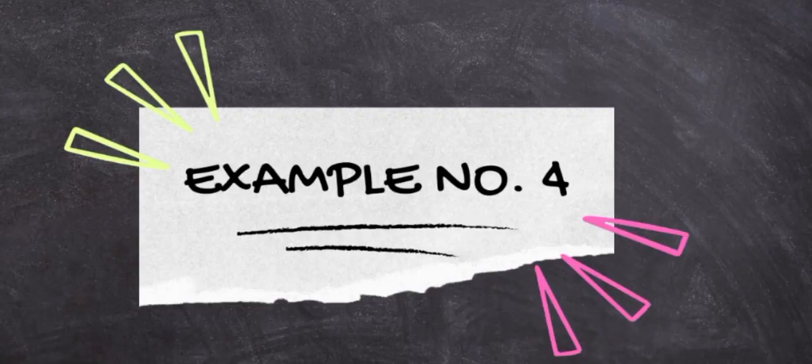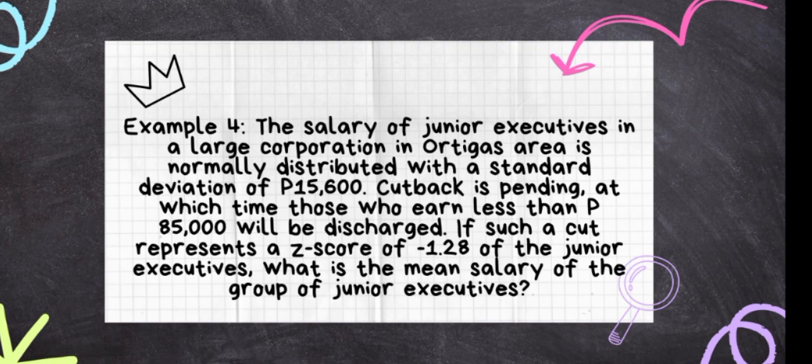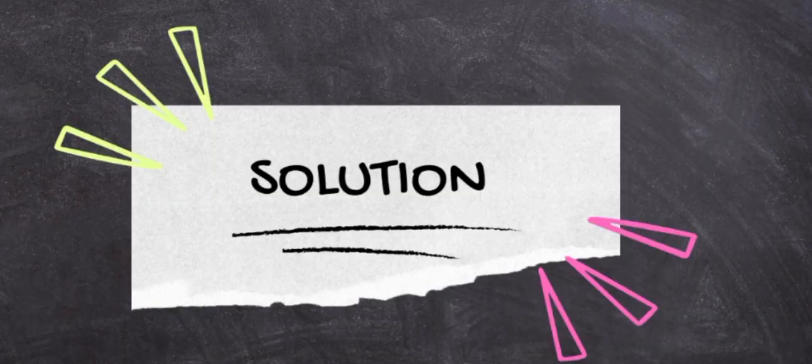So for our example number 4, the salaries of junior executives in a large corporation in the Ortigas area are normally distributed with a standard deviation of 15,600 pesos. A cutback is spending at which time those who earn less than 85,000 pesos will be discharged if such a cut represents a z-score of -1.28 of the junior executives. What is the mean salary of the group of junior executives?